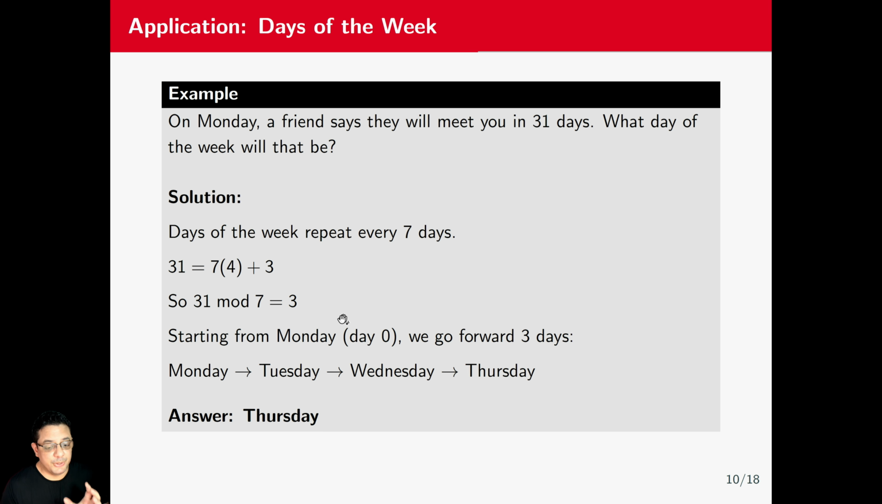And starting from Monday, which will be day 0, we go forward 3 days. So it will be Monday to Tuesday to Wednesday to Thursday. So the answer here will be Thursday. You will meet again on a Thursday.